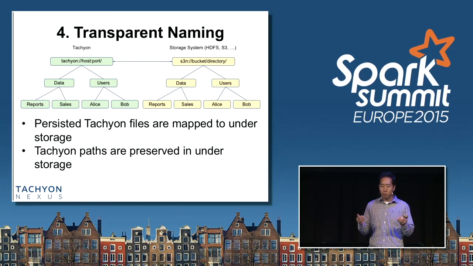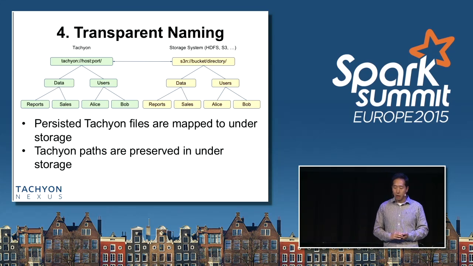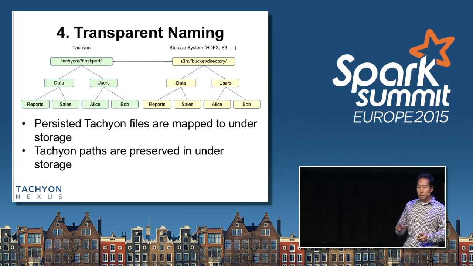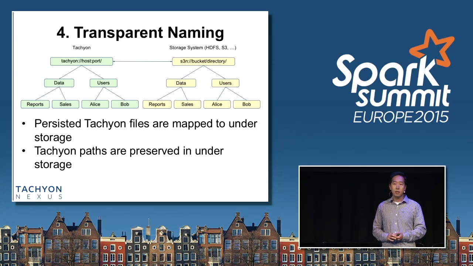Now, when you mount your under storage to Tachyon, the Tachyon paths are actually preserved. So it's really easy to find that file in Tachyon space and also in the under storage space. In this example, we have the Tachyon namespace to the left, and it's exactly mirrored in the S3 under storage system namespace on the right.